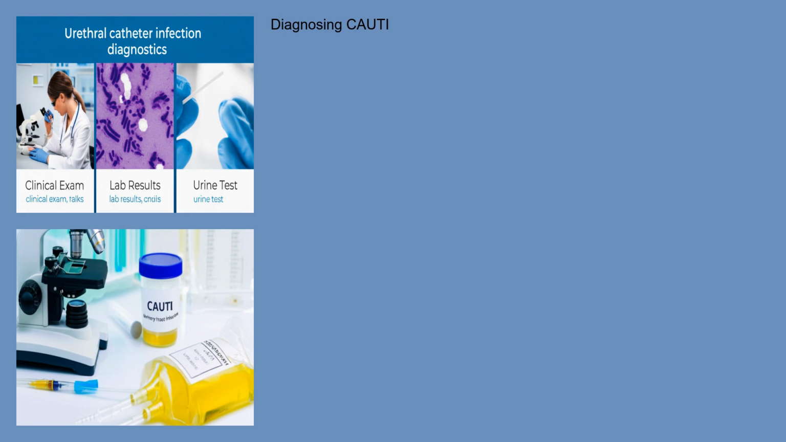Diagnosing a CUI involves a combination of clinical assessment and laboratory testing. A urine sample is collected, ideally after removing the catheter or replacing it with a new one. The urine is then sent for analysis, including a urinalysis and urine culture. The urinalysis can detect signs of infection like white blood cells and bacteria. The urine culture identifies the specific bacteria causing the infection and determines its antibiotic susceptibility, guiding treatment decisions.